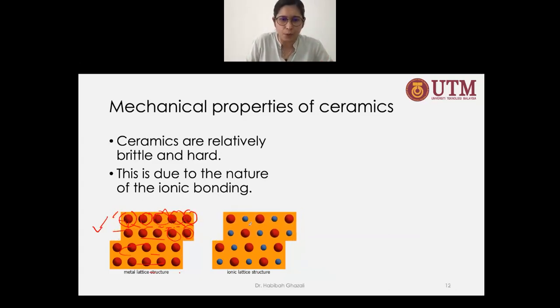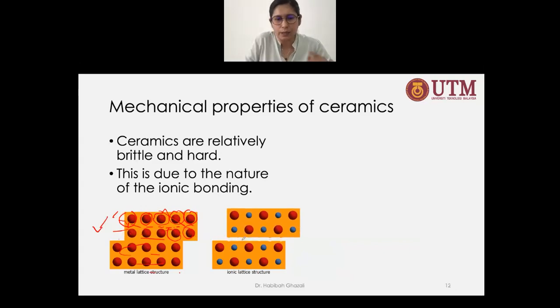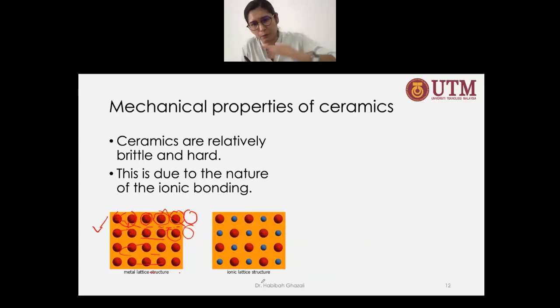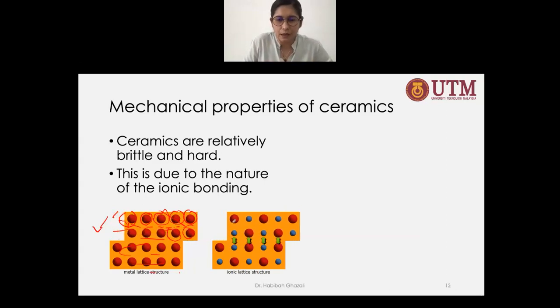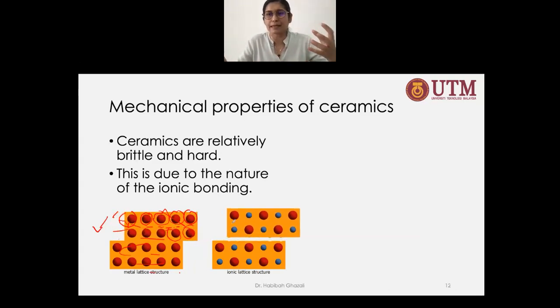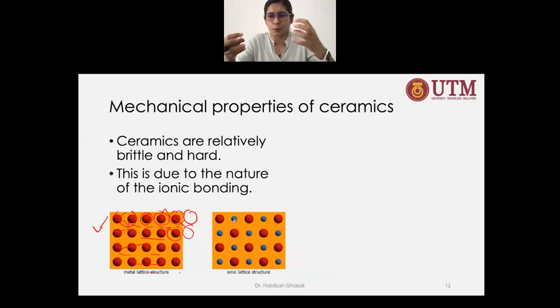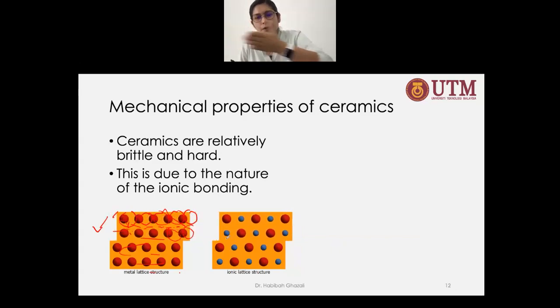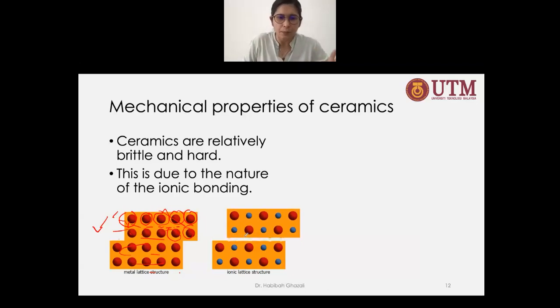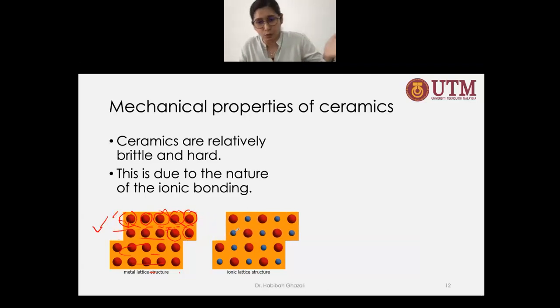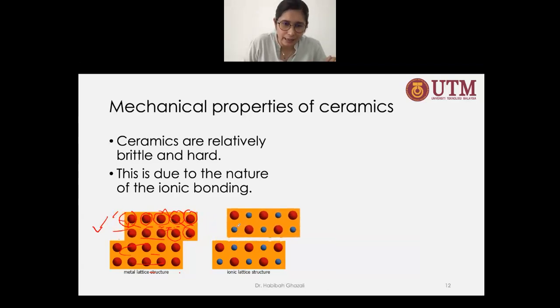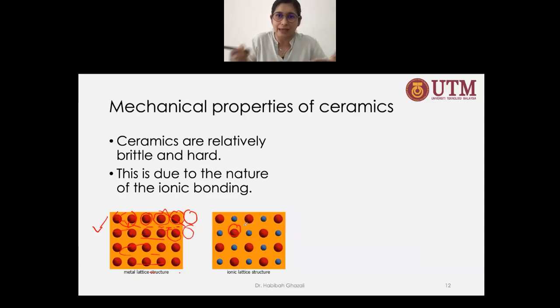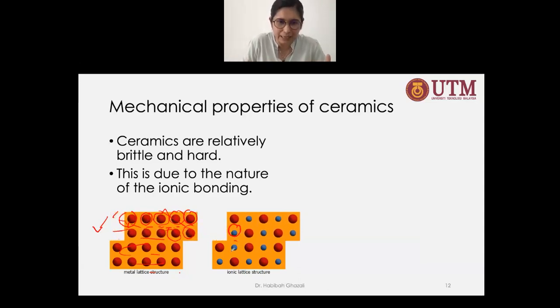Whereas with ionic bonding, when we try to shape them and they slide, what is going to happen is like if you have magnets with the same polarity. Positive meets positive, they're going to repel. It's the same with this one. With ionic bonding, when deformation happens, the atoms and bonding will start to move, so the positive charge will now meet the positive charge.